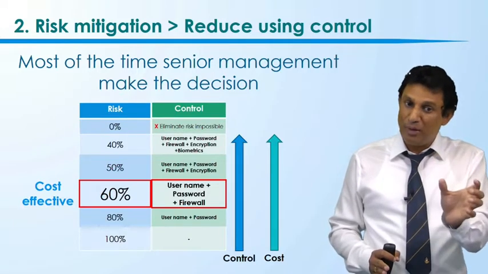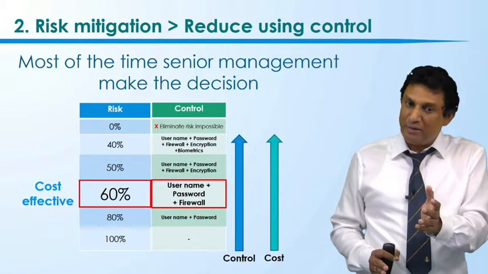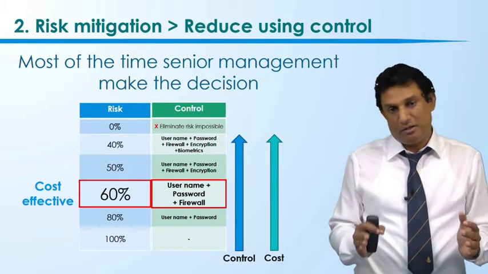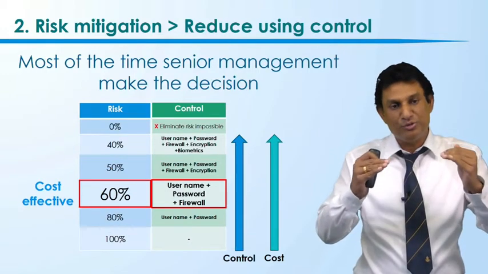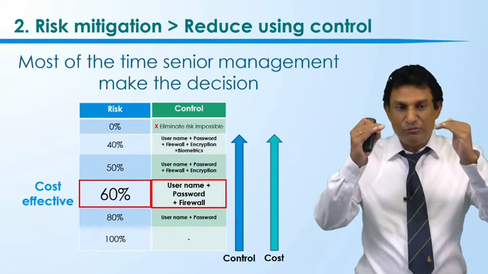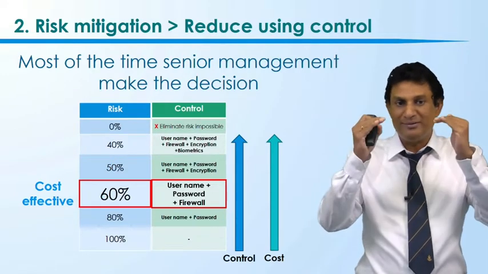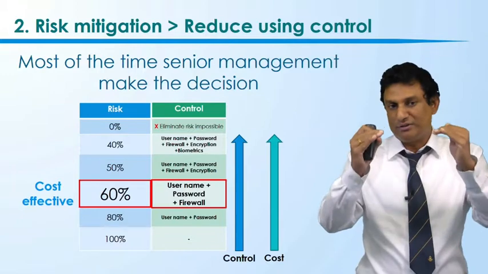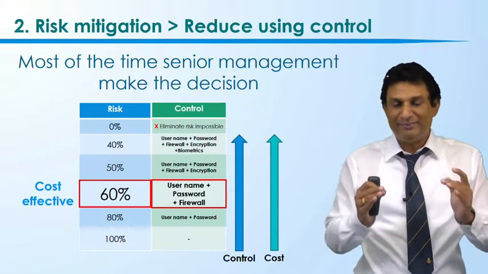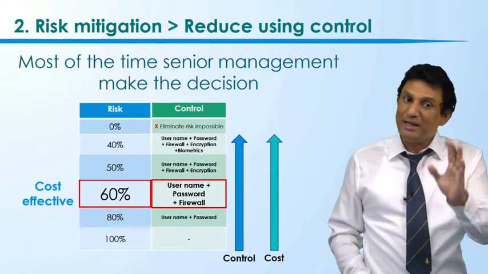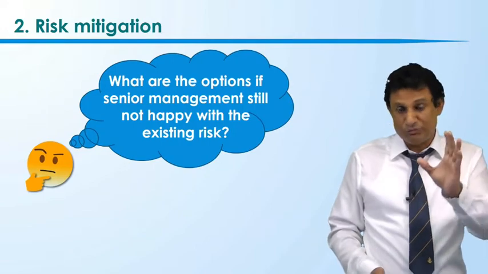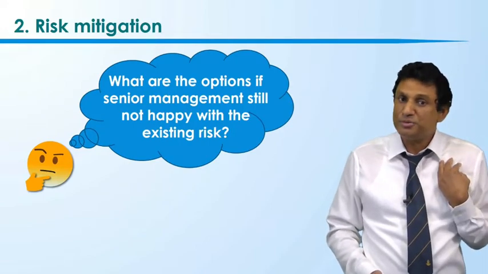Why do they stop somewhere? Because, as you can see, more and more controls means the cost is higher and higher. So they try to balance cost against benefits, and cost against risk, and then decide to stop. In this case, for example, at 60%, we put only username and password and the firewall, and they think that's all right. But there is still 60% of risk, right? Now management is not happy, because if something goes wrong, it's ultimately their responsibility, right?